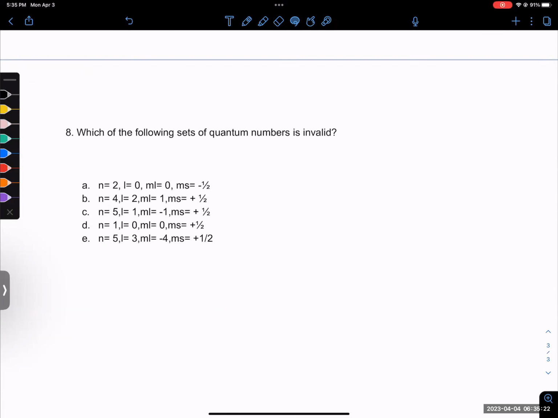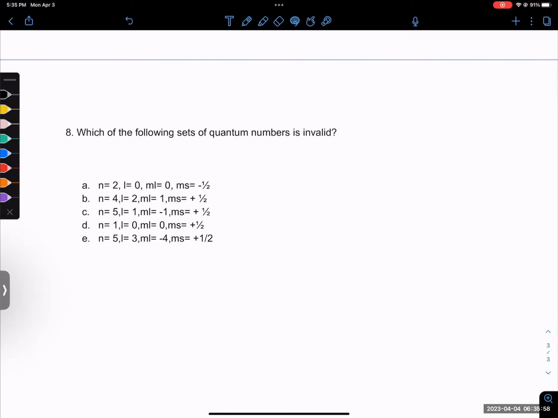The next way, if there's no questions, and if there are, I'll go back up in a second. Let's see, number 8. Which of the following sets of quantum numbers is invalid? This is another way you would see it on the exam. This would require you to recall all of your skills that you just learned about the rules of quantum numbers and how they are applied to electrons in atoms.